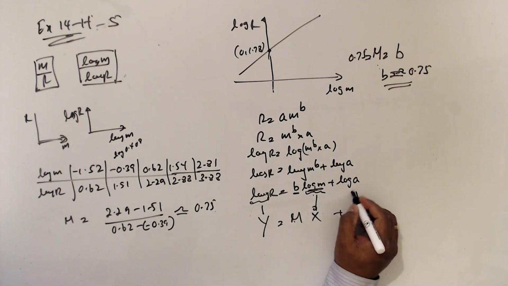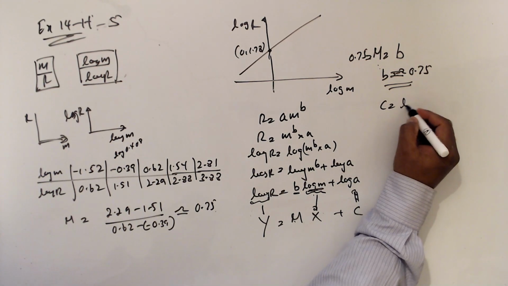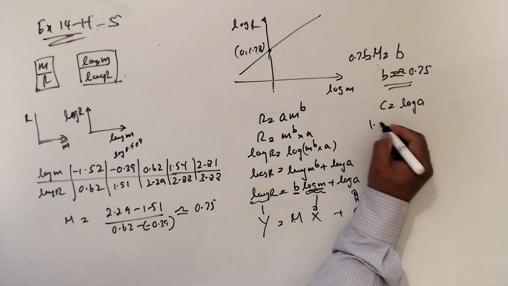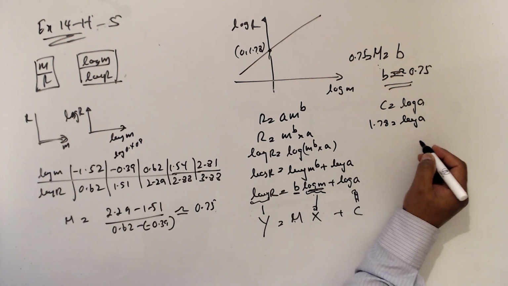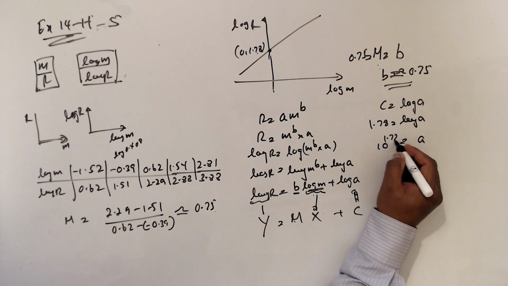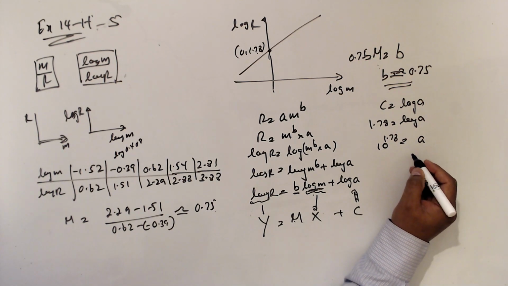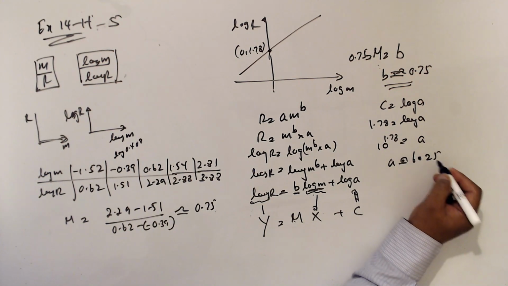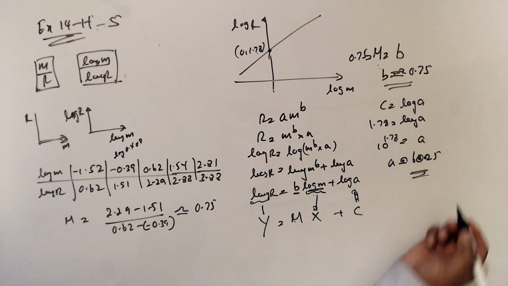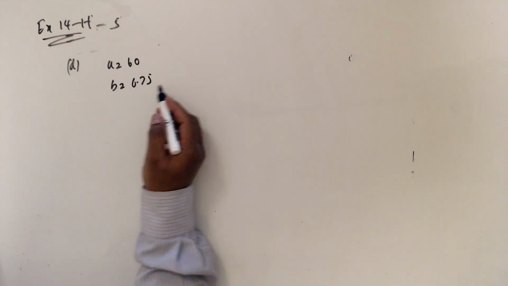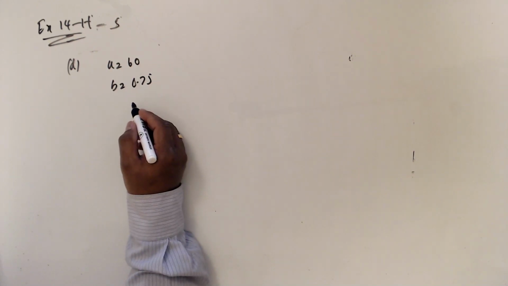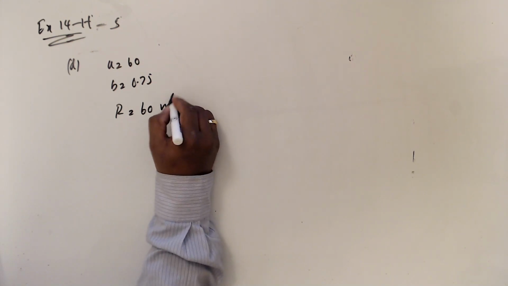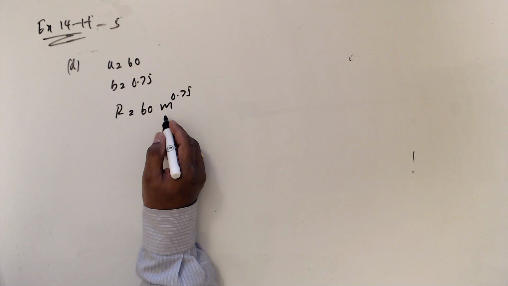Now c is log A. What is the c value now? 1.78 is log A. So A equals 10 to the power 1.78, so A equals approximately 60.25. Part D: A equals 60, B equals 0.75. So we substitute into the equation: R equals 60 times M^0.75. Now we have the equation.